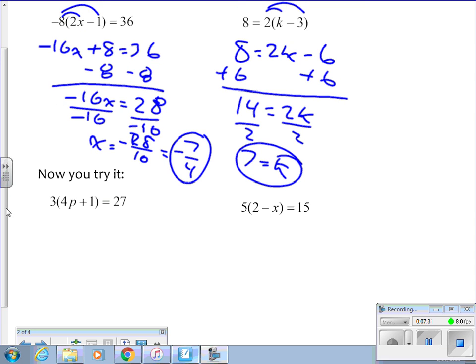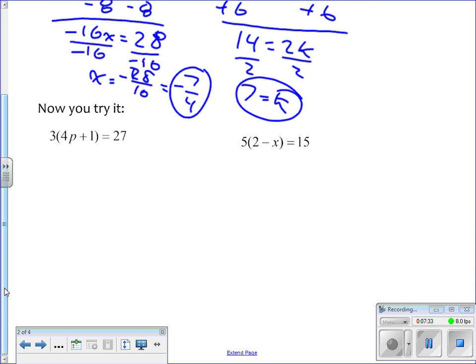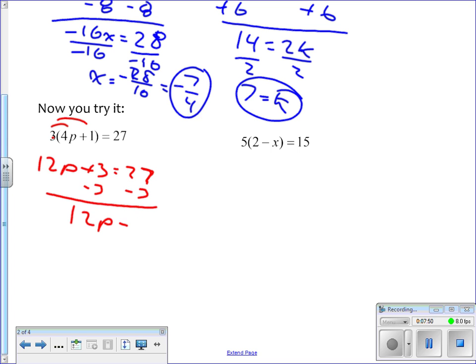Okay, so let's do these two. Most people are finished. First thing you do is distribute. 3 times 4, that means I have 12p. 3 times 1 plus 3 equals 27. Subtract 3 from both sides. 12p equals 24. Divide both sides by 12. P equals 2. Okay. Next one, same thing.